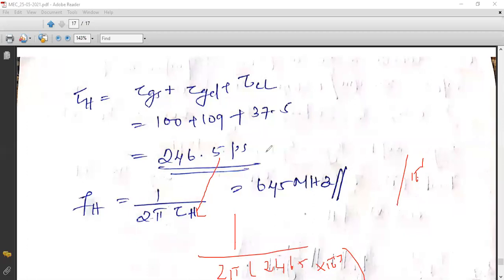So have you got the answer? 645 megahertz, students? Did you get the same answer, Ramya Priya?